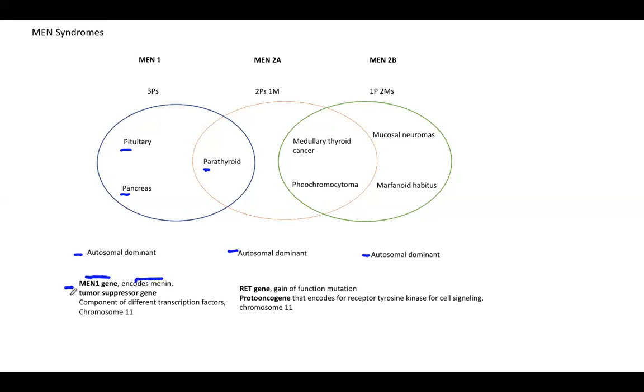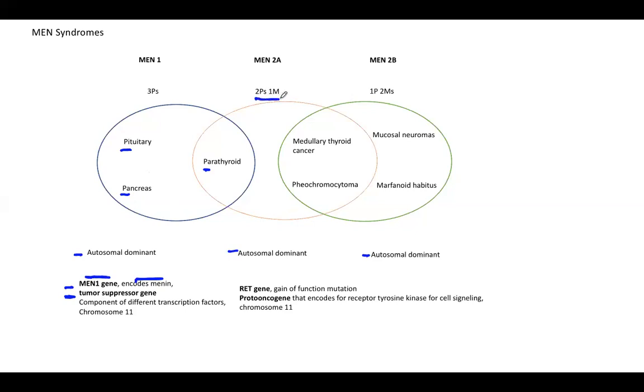So what's the function of menin? Menin is a tumor suppressor protein, which prevents excessive growth. So when there is defective menin, or no menin, it results in formation of tumors in different endocrine glands. So the MEN1 gene encodes menin, which is tumor suppressive. That's enough. This is MEN1. We'll discuss more later on.